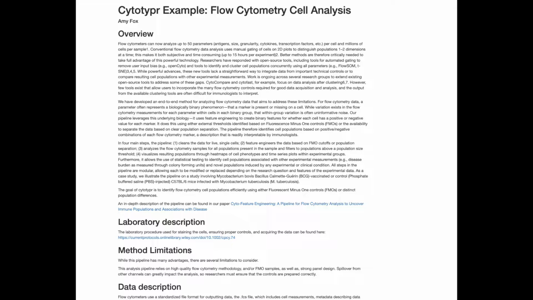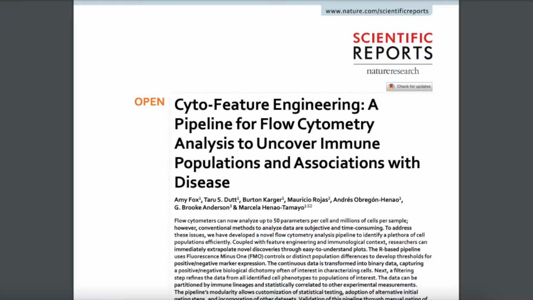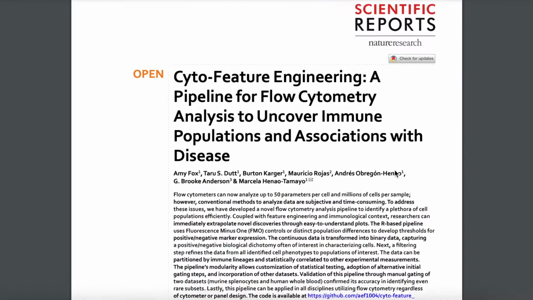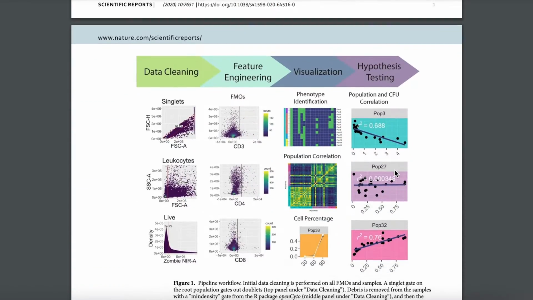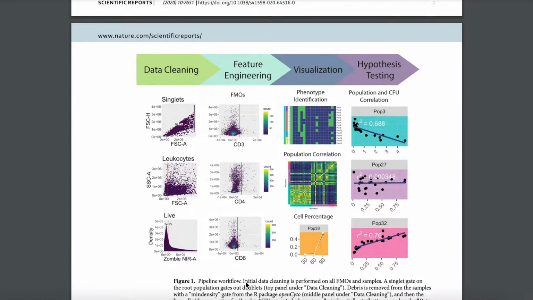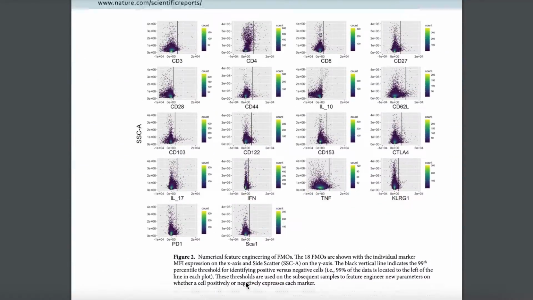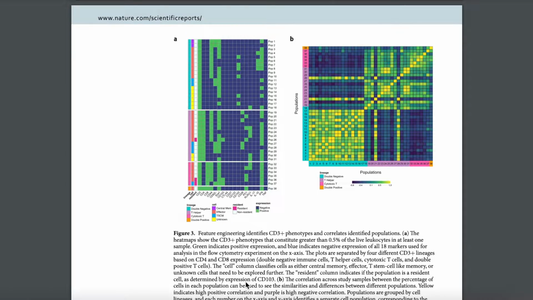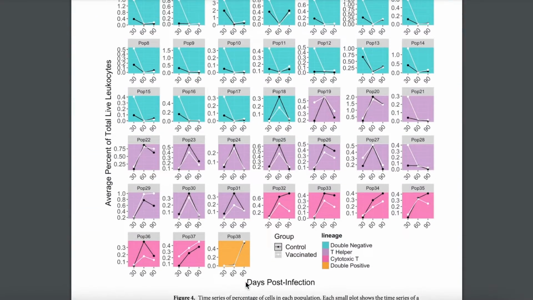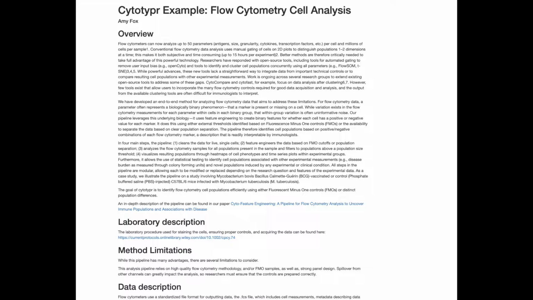But all of the examples really come from this paper that we published in Scientific Reports, Cytofeature Engineering, a pipeline for flow cytometry analysis to uncover immune populations and associations with disease. It goes through a lot of the information about flow cytometry, how everything works, and shows a lot of the plots that we're going to be seeing today. If you want more information, this paper has some really good descriptions of the data and what you can do with it. The goal of cytotypr is to identify flow cytometry immune cell populations.